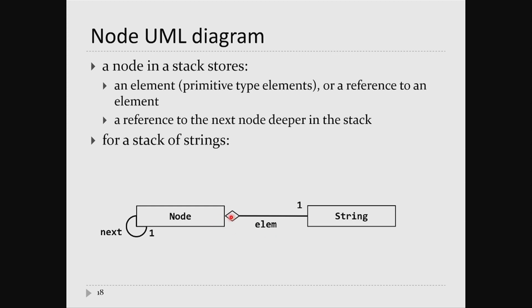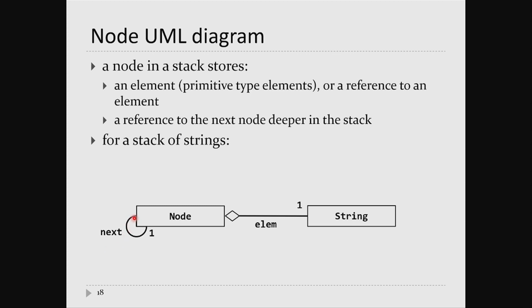It's not composition here. So you don't own the string. We're going to implement sharing here, so this is shared ownership. The node has a reference to a string. Now a node also has a reference to another node, which is what this line is showing you. So every node has a reference to one other node, and that reference is going to be called next.